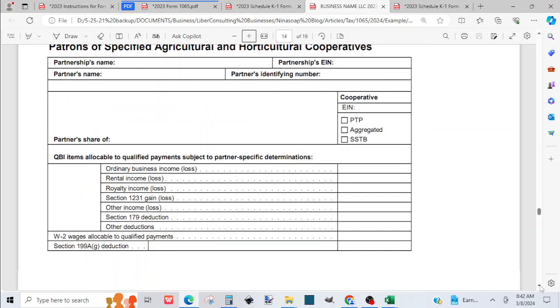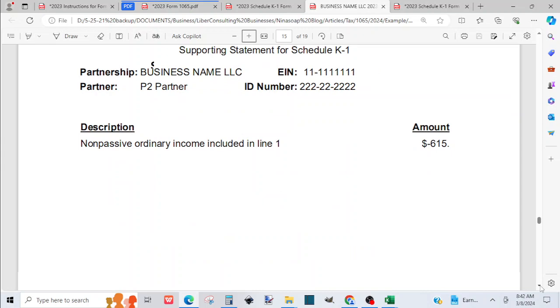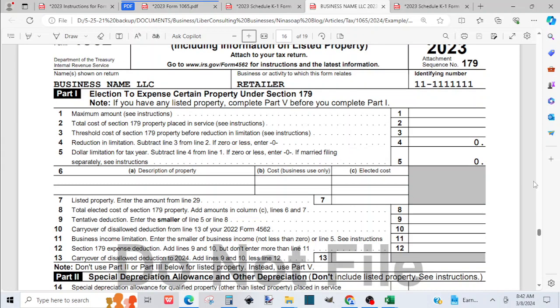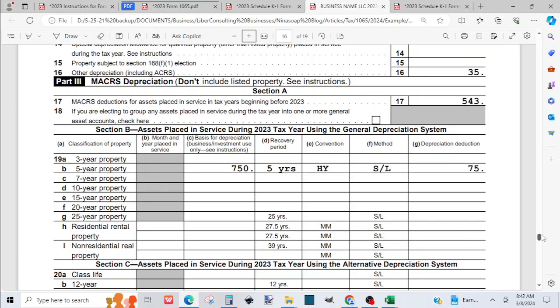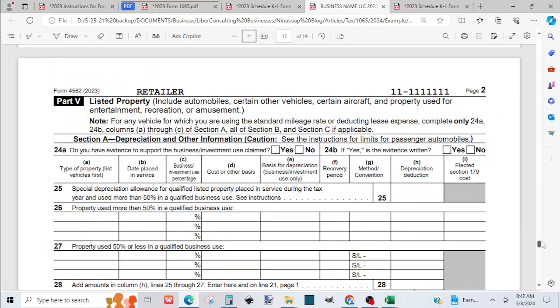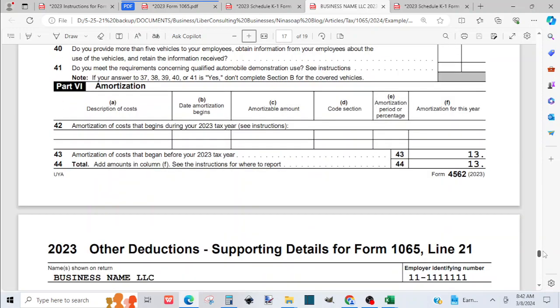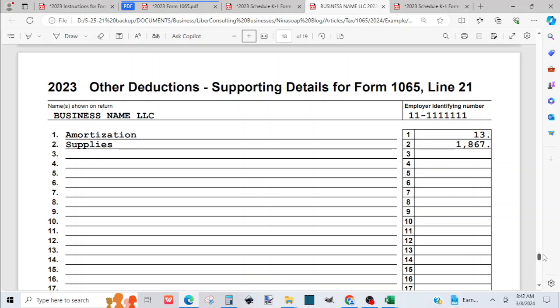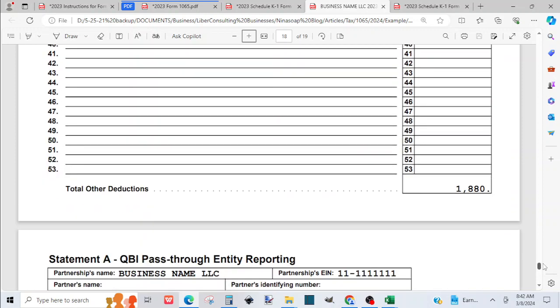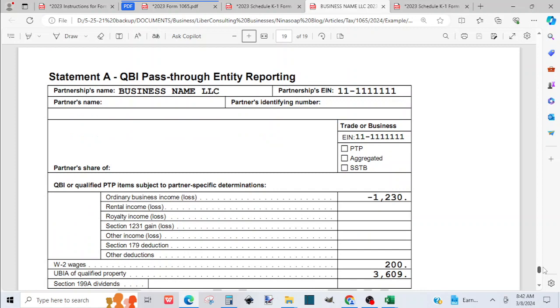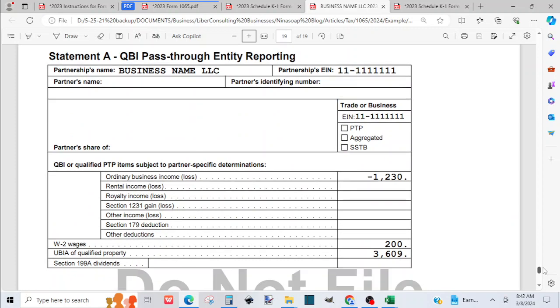But then we have that and the attachment to that partner, and then we have the depreciation that will go through, and the supporting document. So I try to just put them all together. And then the QBI for the LLC itself, which will be the total that is used to split between the partners that we come across.